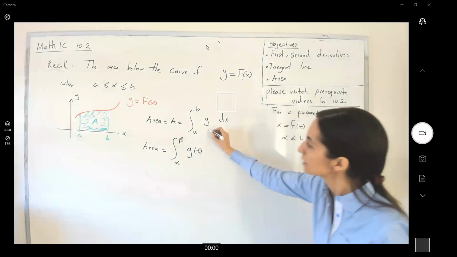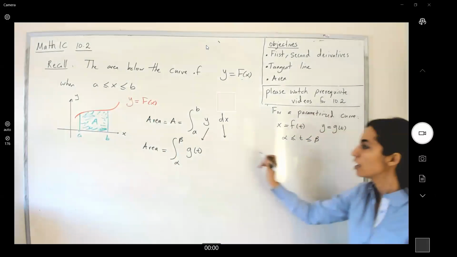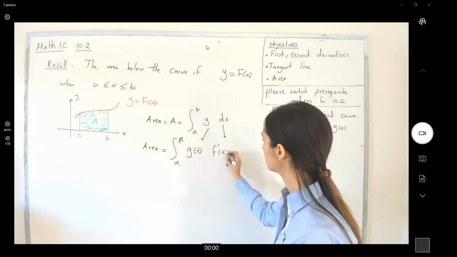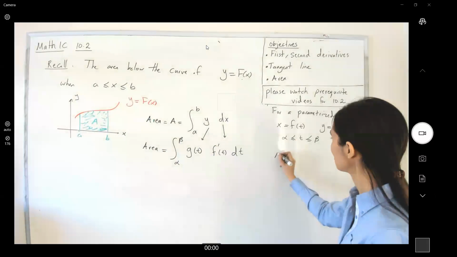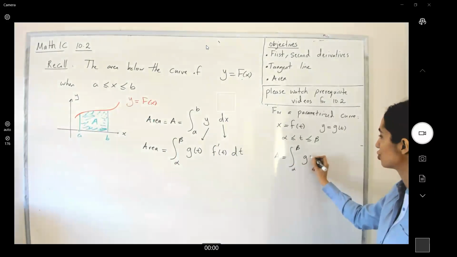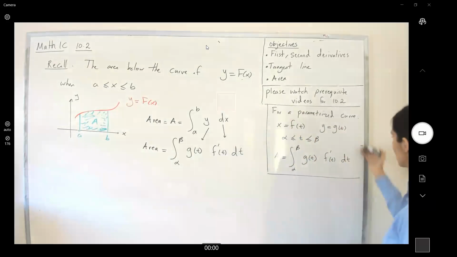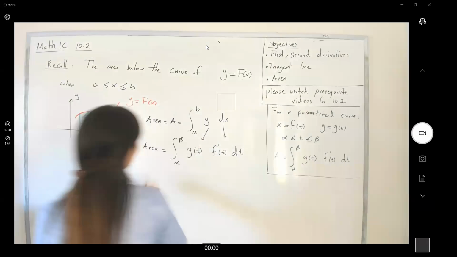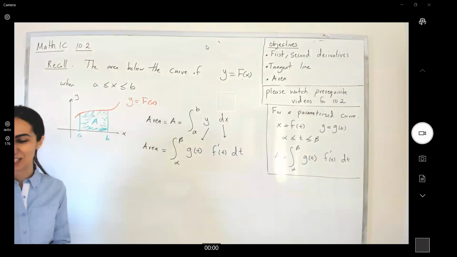And dx means that I have to take the derivative of x. I get f prime of t dt. This is the formula: A is equal to the integral from alpha to beta of g of t, f prime t, dt. So this is the math behind it, how to get from the definite integral for y equals f of x to a parameterized curve equation.